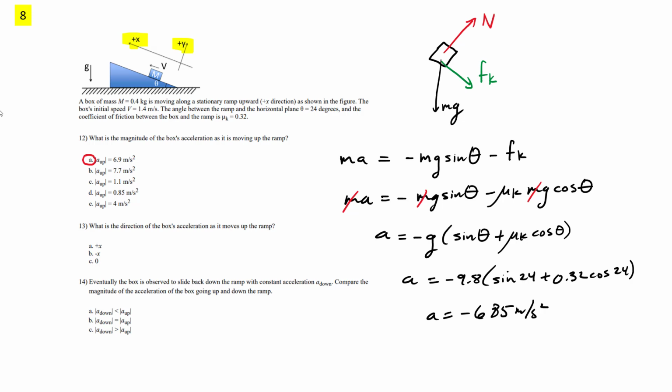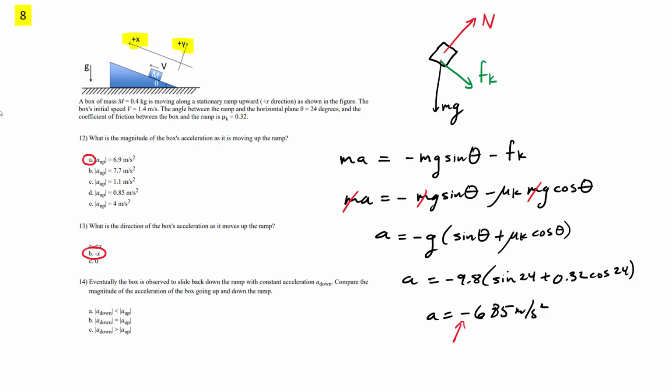It says, what is the direction of the box's acceleration as it moves up the ramp? Well, the acceleration is going to be down because look at these forces over here. Both of those forces are pointing down the ramp. And you can also see by this sign over here that it should be in the negative x direction, because in this coordinate system we're taking the positive direction to be up the ramp. So to be consistent with this problem, B is the best choice.